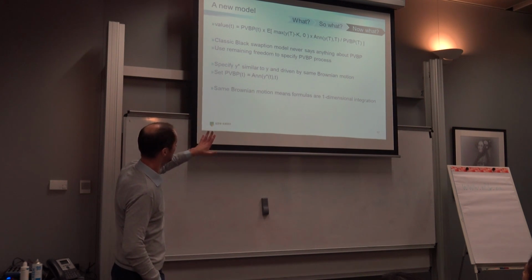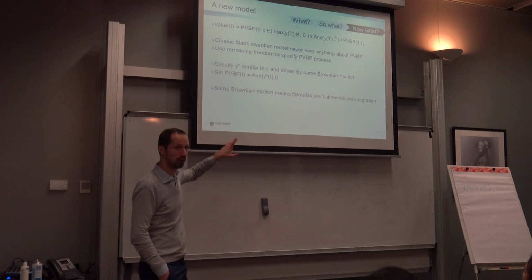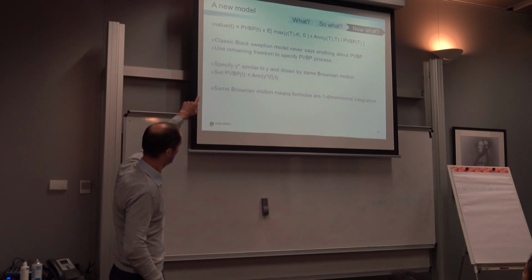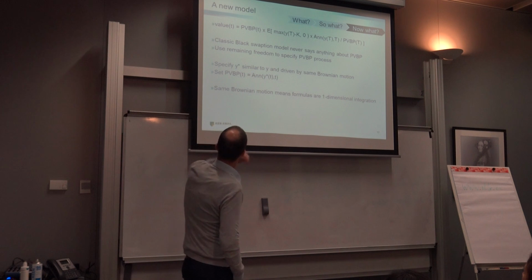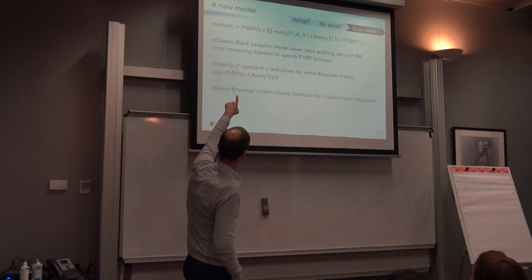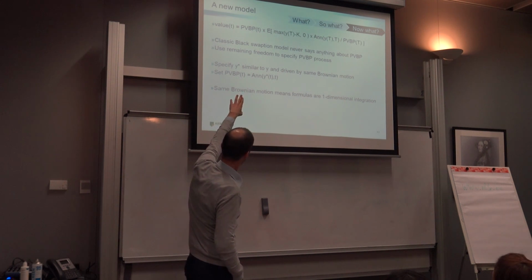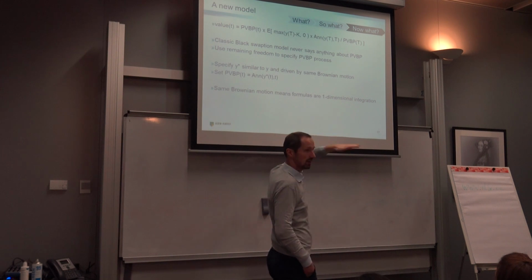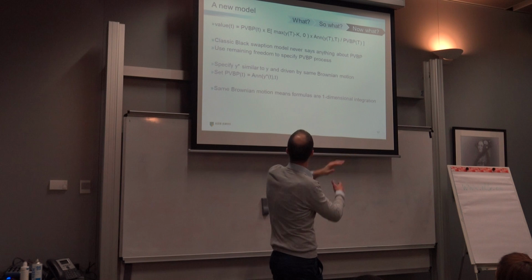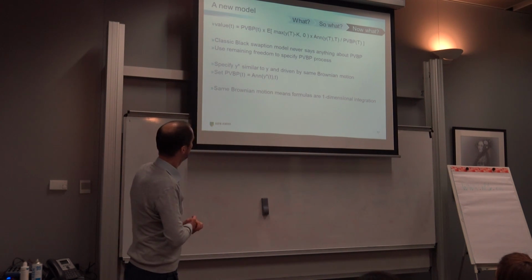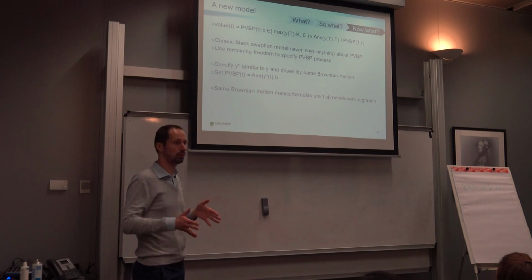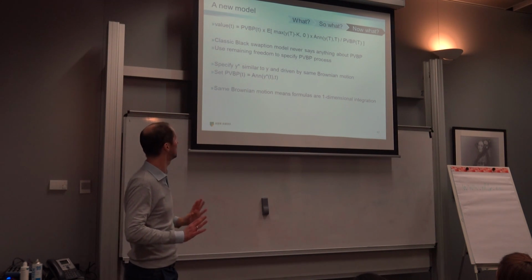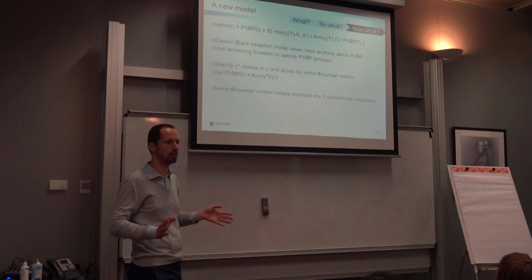So in this slide, I'm going to explain the ideas of the new model. At the top of the slide, you see a valuation formula for cash-settled swaptions. The value today is the numeraire today multiplied by the expectation of the positive part of the difference of the swap rate and the strike, multiplied by the cash-settled PVP divided by the swap-settled PVP. Now, the classic Black swaption model never says anything about the PVP or how it is distributed in the future.